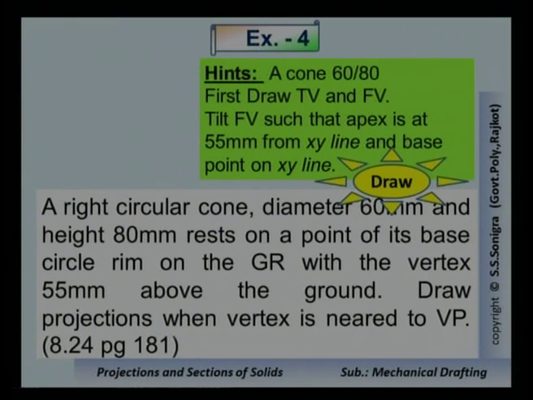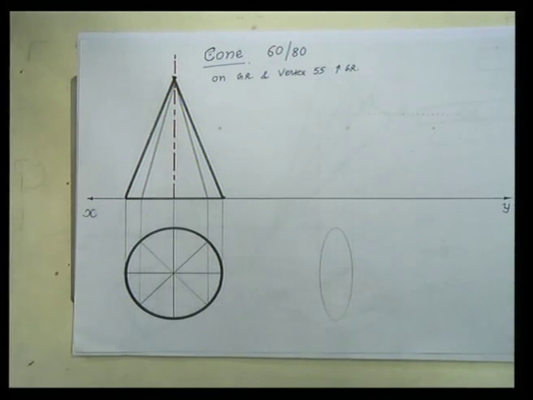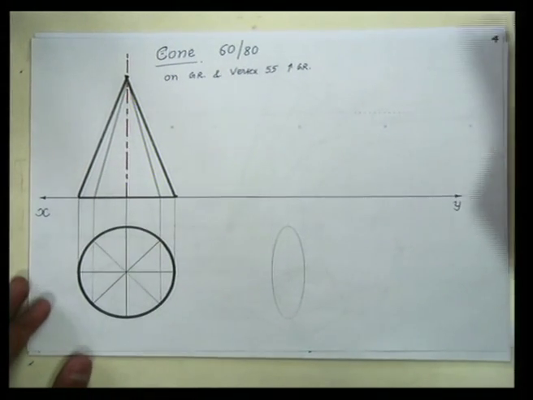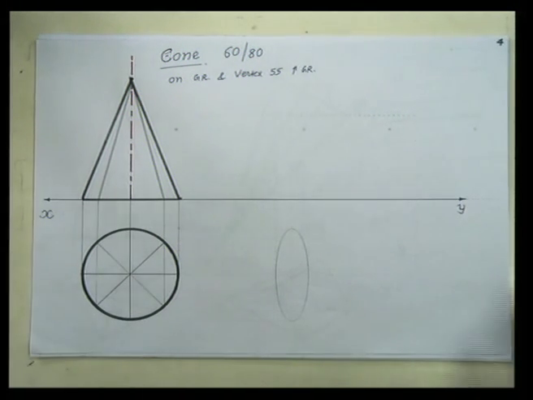Like this. First step is known to us. First draw circle in the top view, circle which shows the top view of this cone, and triangle which shows the front view of this cone. This step is similar in almost all the problems.